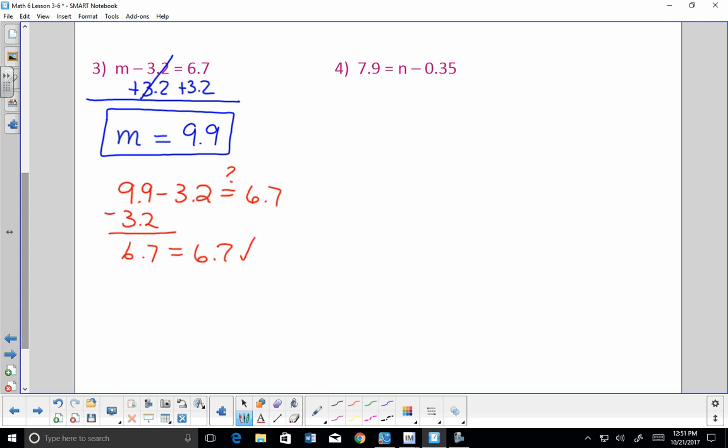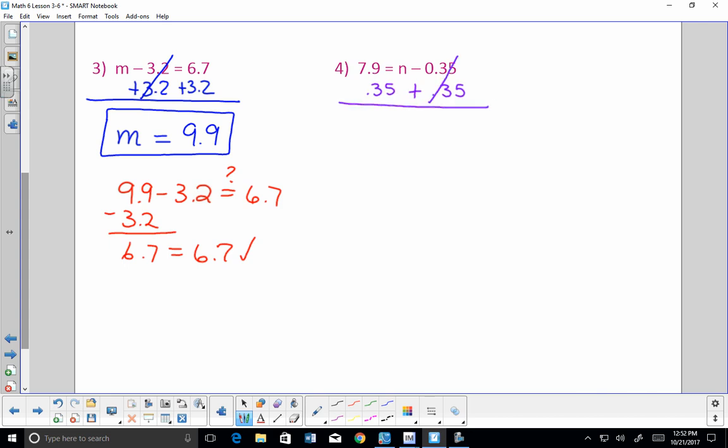Number 4, 7.9 equals n minus 0.35, or 7 and 9/10 equals n minus 35 hundredths, or 35 hundredths less than n. Okay. Here, to get n all by itself, 35 hundredths was subtracted from n, so I need to add it to make it equal. Make sure you line up your decimal points. If you do not line up your decimal points, you will have some problems.